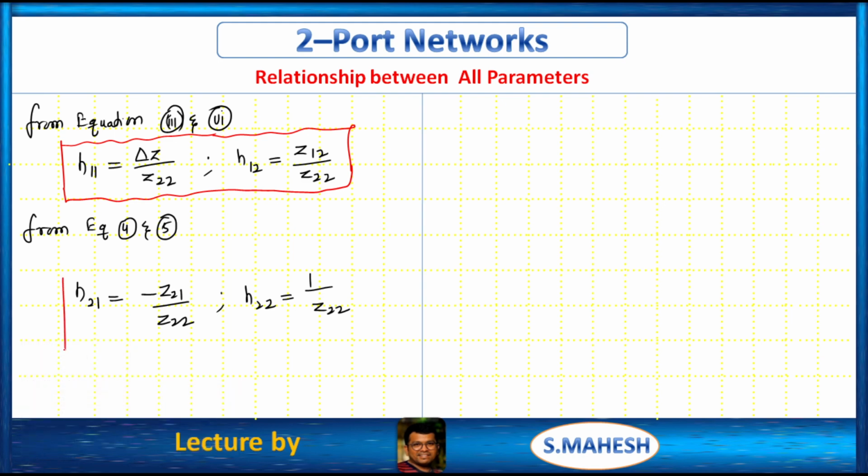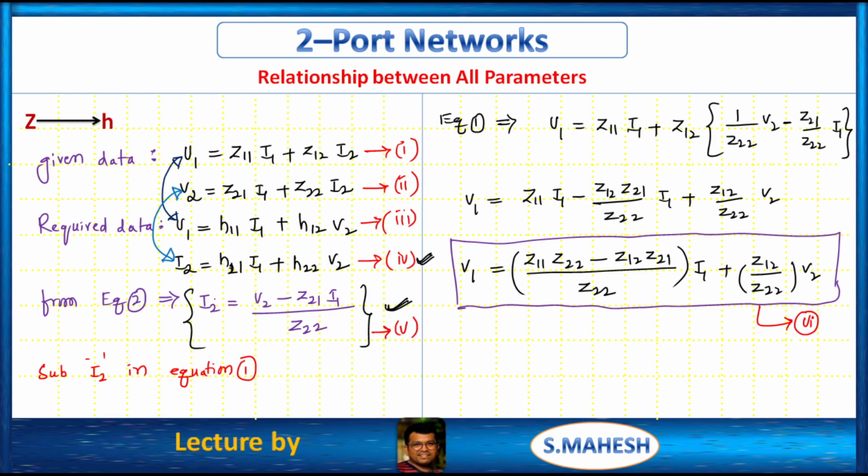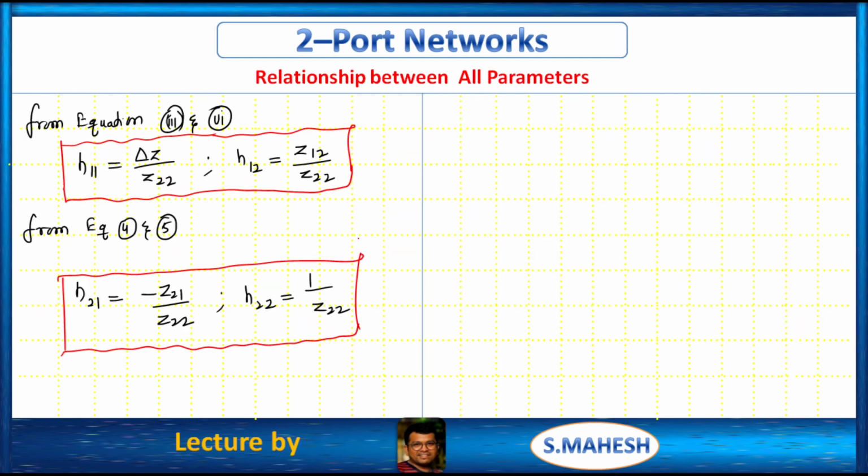The simple trick is that we have to manipulate only the given data representation. That's it. We manipulated only this part, that is from equation 2. From this only we get the entire data of the required parameters, that is H11, H12, H21, H22, right? So these are H11, H12, these are H21, H22.